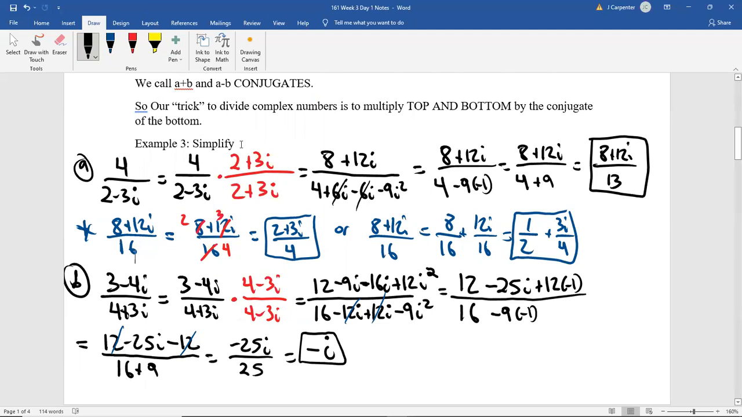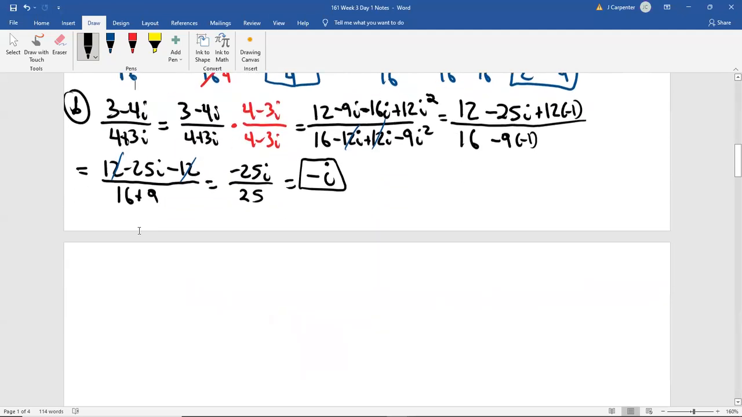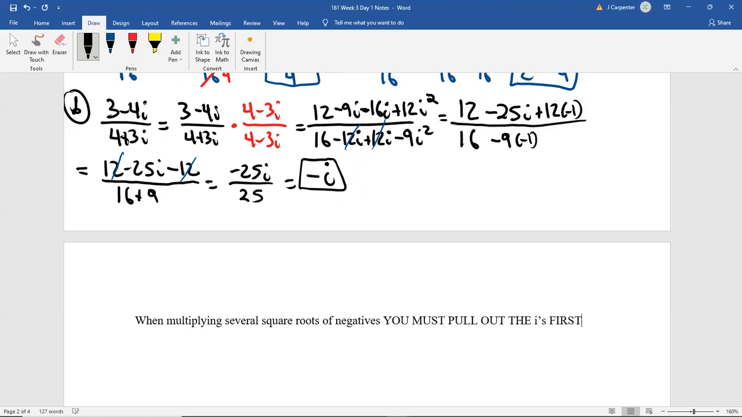All right, last part of this section. And there's kind of a special note here. Multiplying several square roots of negatives must pull out the i's first. This is kind of like a PEMDAS issue. And I'll even show you that you would think there's two different answers, but only one of them is right.